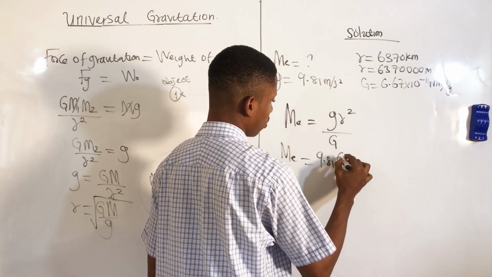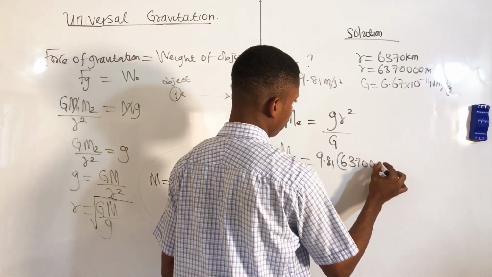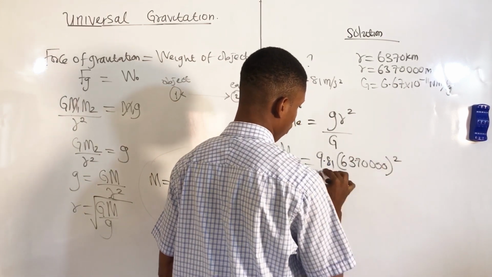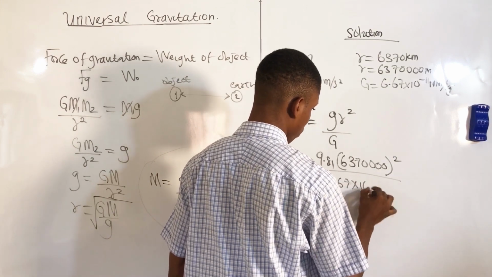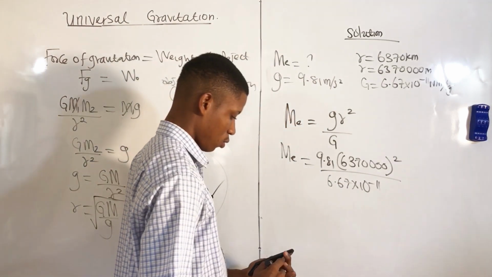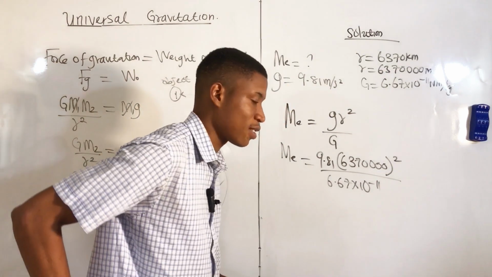9.81. Of course, the radius is 6370123, squared, over G, 6.67 times 10 to the power negative 11. So if we substitute this value, what will be the mass of the Earth?